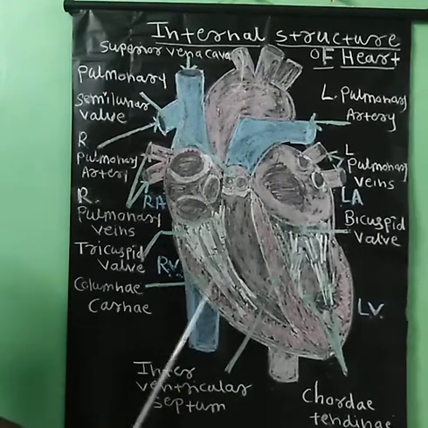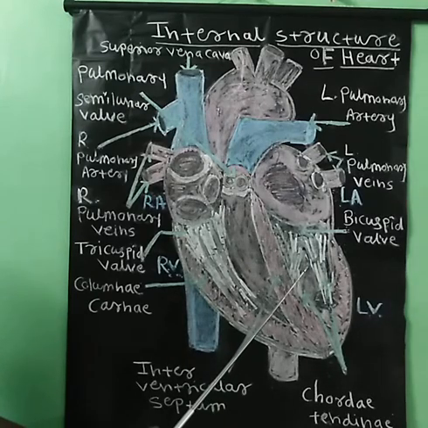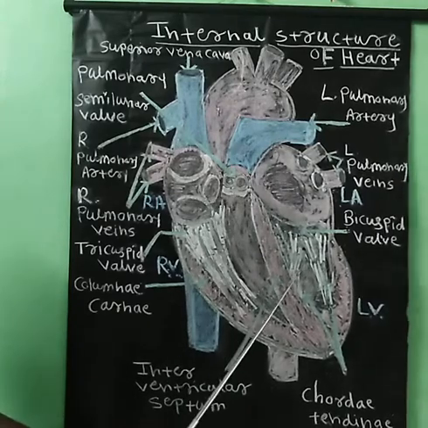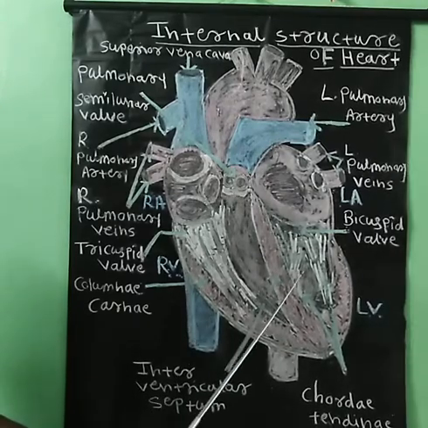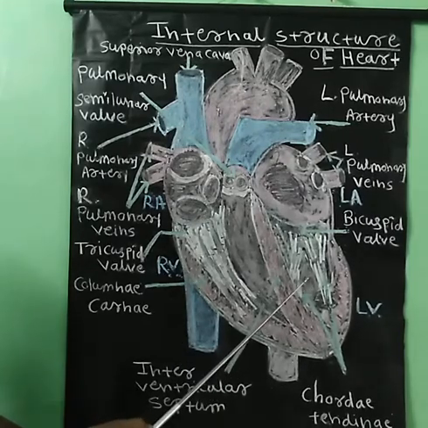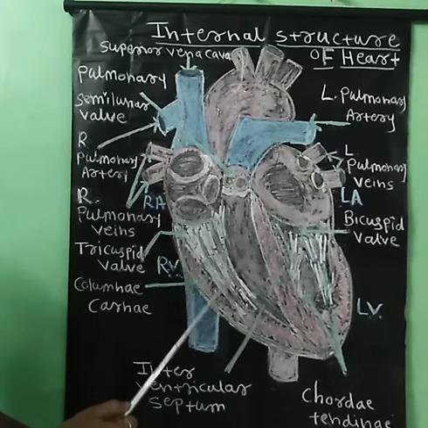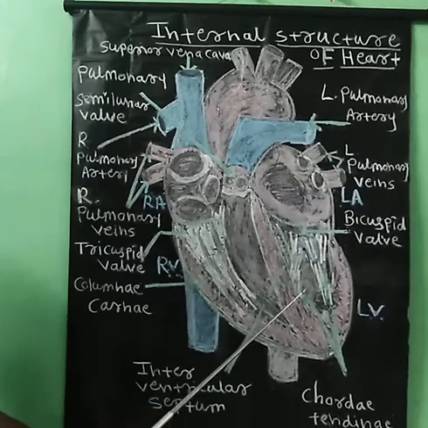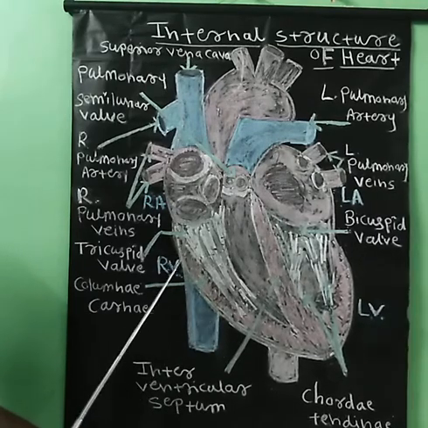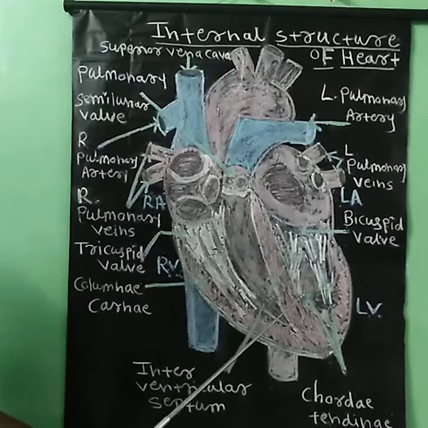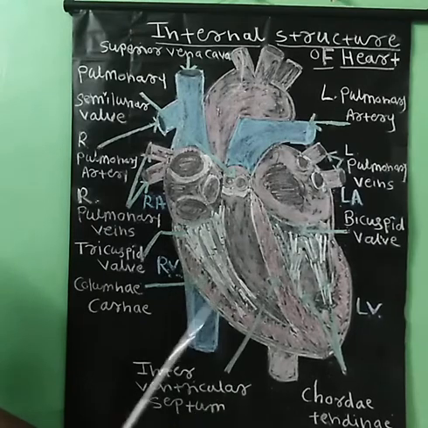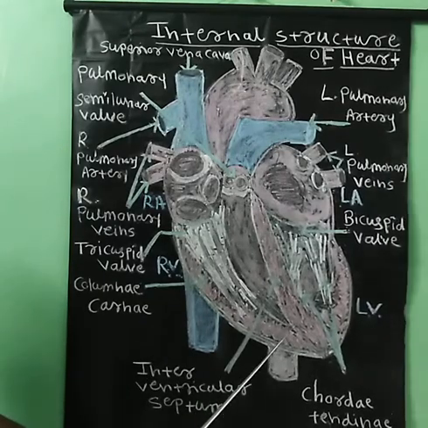Next, ventricles. Ventricles are thick-walled blood pumping chambers or blood donating chambers. In that, wall of left ventricle is more muscular than wall of right ventricle, and it is 3 times thicker than wall of right ventricle.